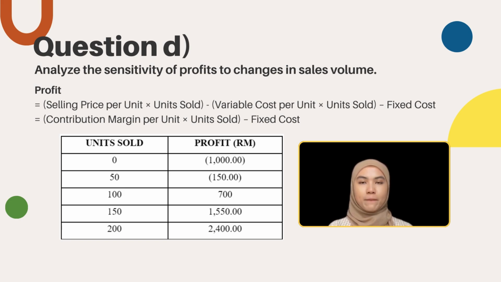At 0 units, the company incurs a loss of 1,000 ringgit due to fixed costs. Selling 50 units reduces the loss to 150 ringgit. At 100 units, the company achieves a profit of 700 ringgit. Selling 150 units results in a profit of 1,550, and at 200 units, the profit increases to 2,400 ringgit. So this demonstrates that higher sales volumes lead to higher profits, as each unit sold contributes 17 ringgit towards covering fixed costs and generating profits.